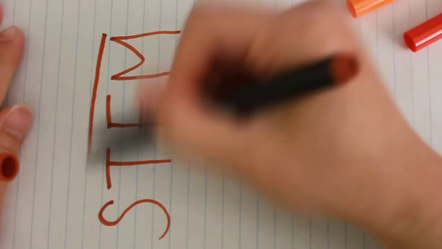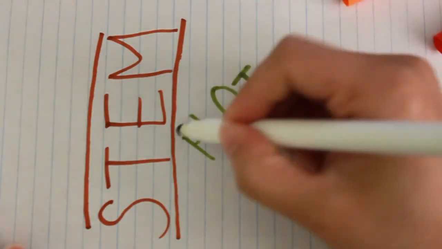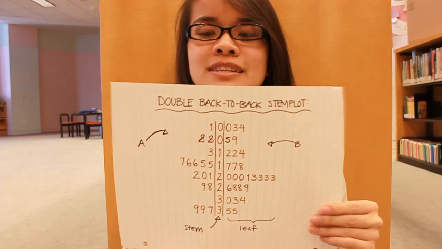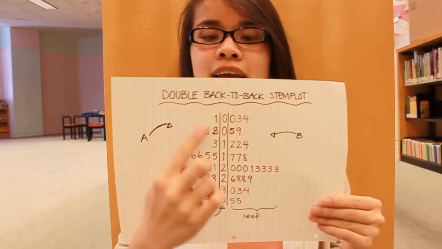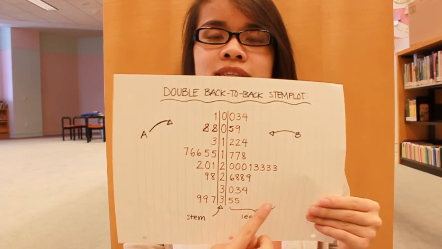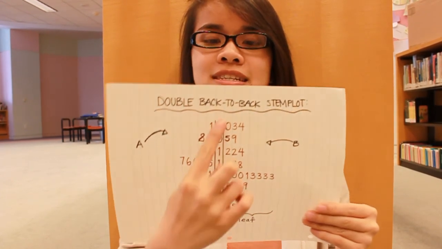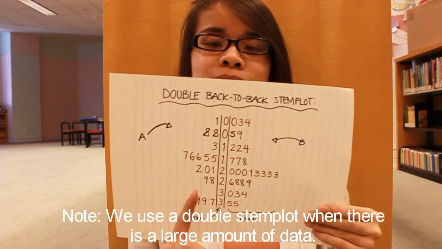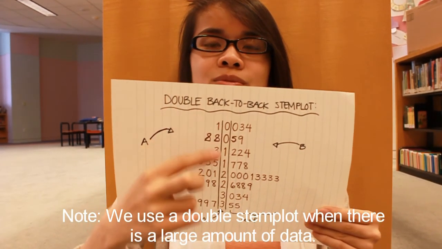Stem plot! Yay! This is a double back-to-back stem plot, and this will be the data for A, this will be the data for B. These are leaves, and this is the stem. It is back-to-back because we are comparing data. It's double because this is 0, 0, 1, 1, 2, 2.